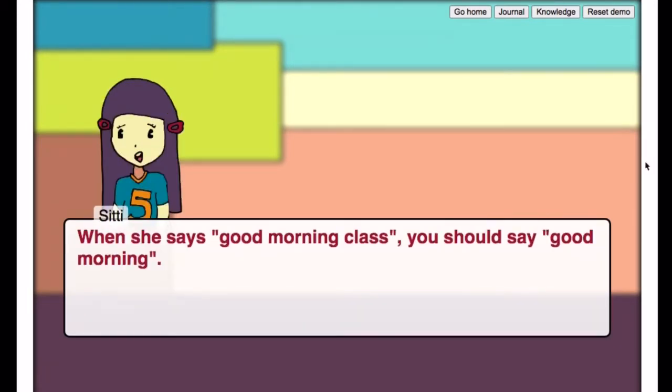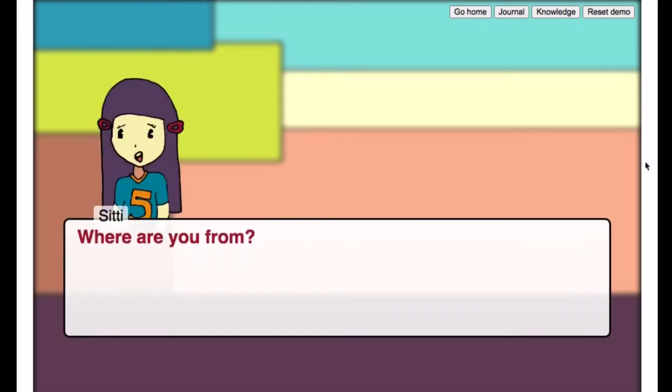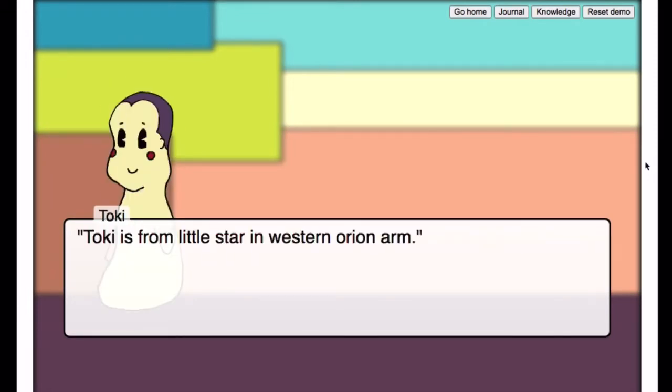Siti is a very kind student. She doesn't just help Toki, but she also helped us by showing us how to teach Toki a new rule. When she says good morning class, you should say good morning. Got it. When she says good morning class, I will say good morning. Where are you from? Toki is from Little Star in Western Orion Arm. Thanks, Siti. So while Toki knows nothing about cats or anything else on Earth, it may know things about wherever it came from.